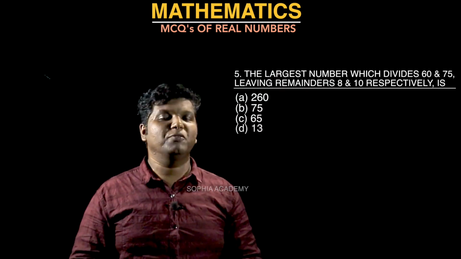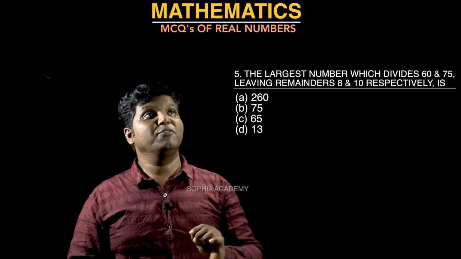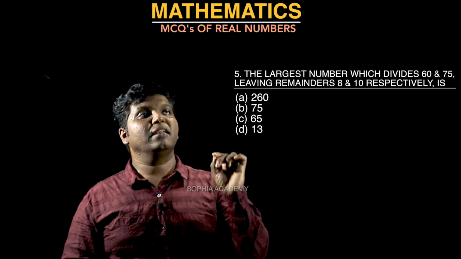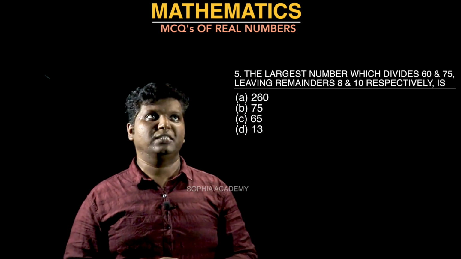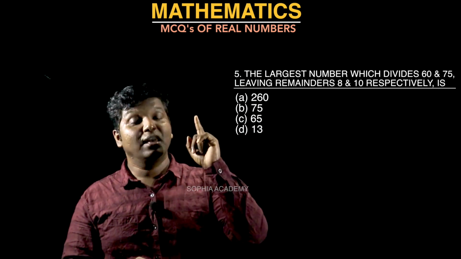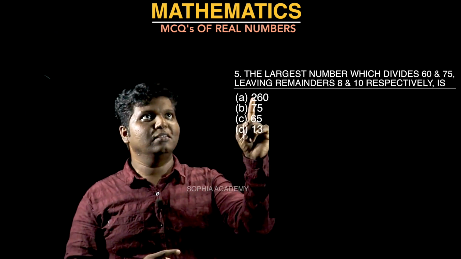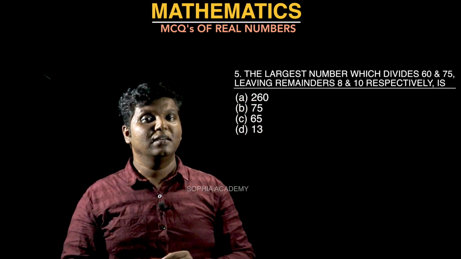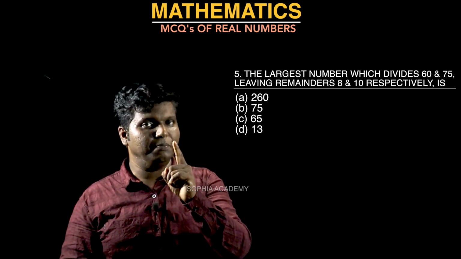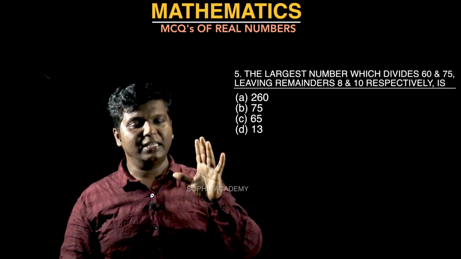So here goes the next question before you. Find the largest number that will divide 60 and 75, leaving a remainder 8 and 10 respectively. So here, what is the question? You have to find the largest number. Whenever you're hearing the largest number, just note it down. That will be the HCF. When you're hearing the word the least number, it will be LCM. Okay, that's the first thing you have to understand. So anyhow, you understood that you are going to find the HCF itself.